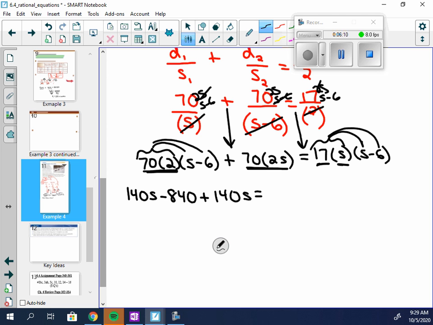So I have 17S there, and I'm distributing it to an S minus 6. It'll be 17S squared minus, and I have down that this is 102, minus 102S. Okay, I'll give you a minute to write that down. Raise your hand if you have a question.